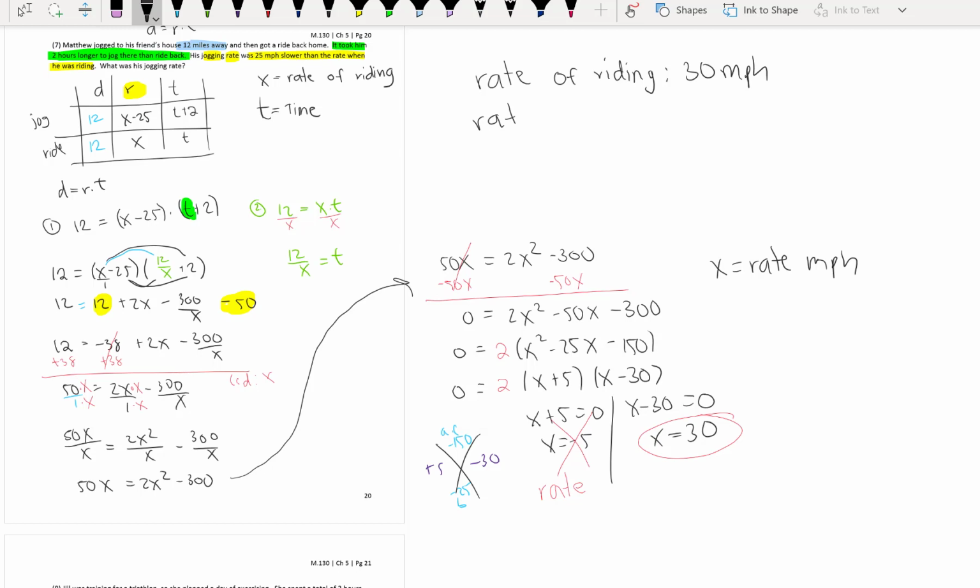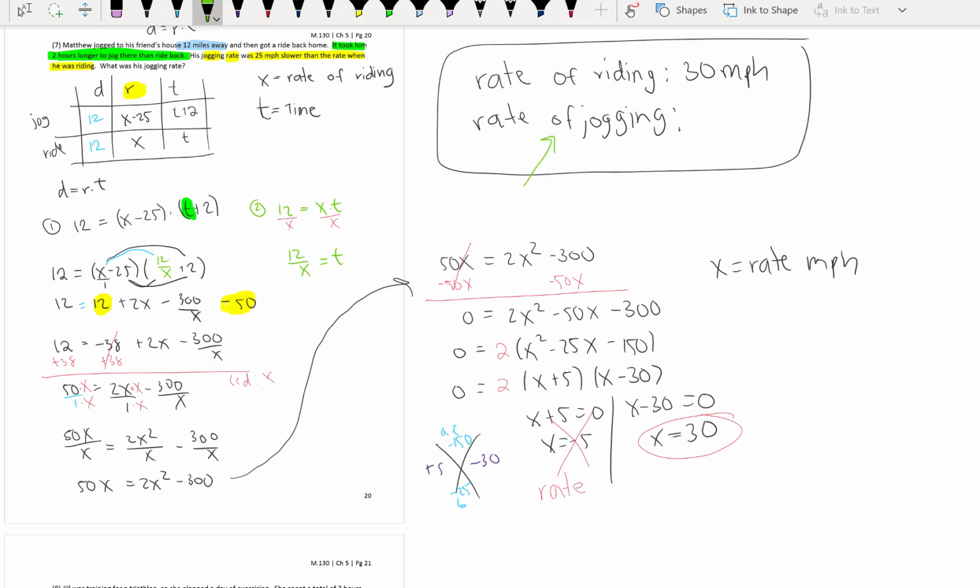My rate of jogging, and remember the rate of jogging was x minus 25. So I would do 30 minus 25, which is going to give me 5. So he jogs at 5 miles per hour. And that is what they're looking for. What is his jogging rate? Well, the rate of him jogging is 5 miles per hour.